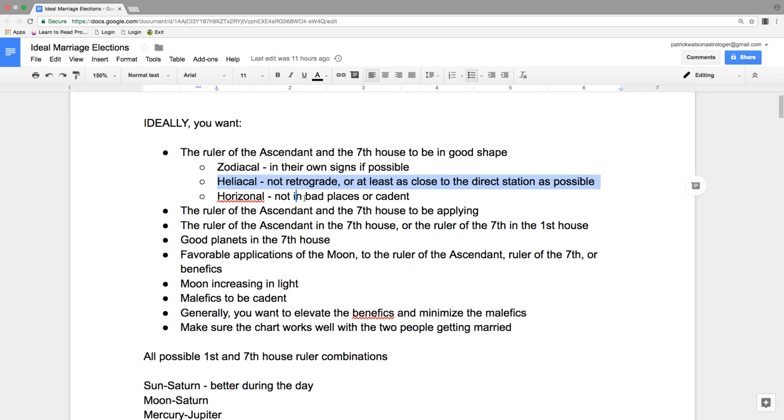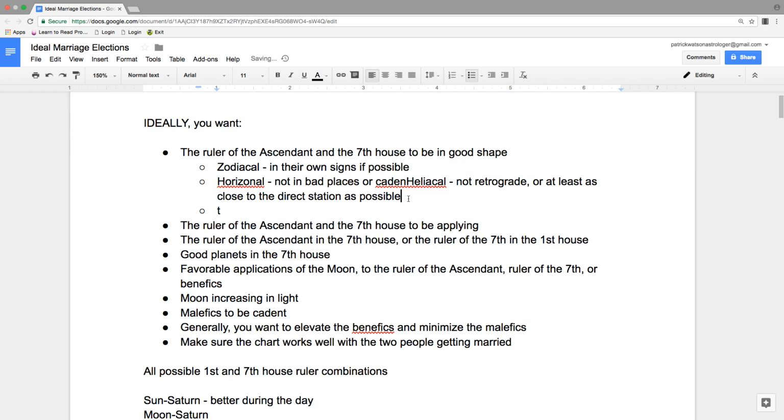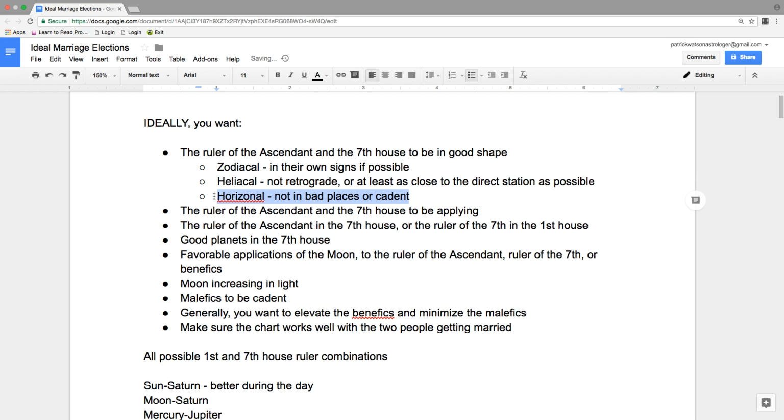And then horizontally, we want to make sure that the planet is in good houses, so-called good houses, which are the houses which form a Ptolemaic or sign-based aspect to the ascendant. So it's in a bad place if it's in the 12th house or 6th house or 8th house or 2nd house, because it doesn't form an aspect to the ascendant. And I also try to avoid cadent houses, since cadent houses are typically weaker. So 3rd and 9th I try to avoid as well.